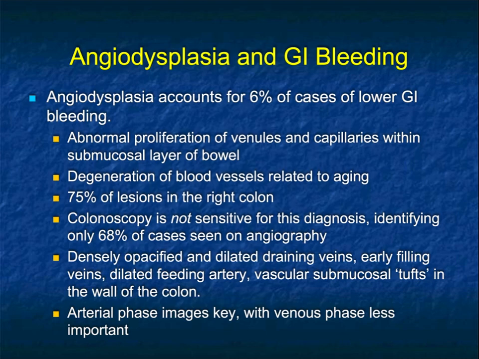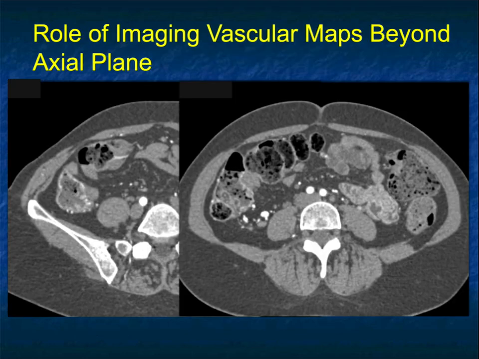Therefore, you understand its CT appearance. The generation of blood vessels related to aging. The majority, when they occur in the large bowel, occur in the right colon. Colonoscopy is not sensitive for this diagnosis. Densely opacified and dilated draining veins, early filling veins, dilated feeding artery, vascular submucosal tufts in the wall of the colon are all things you can recognize, and arterial images are typically going to be key.